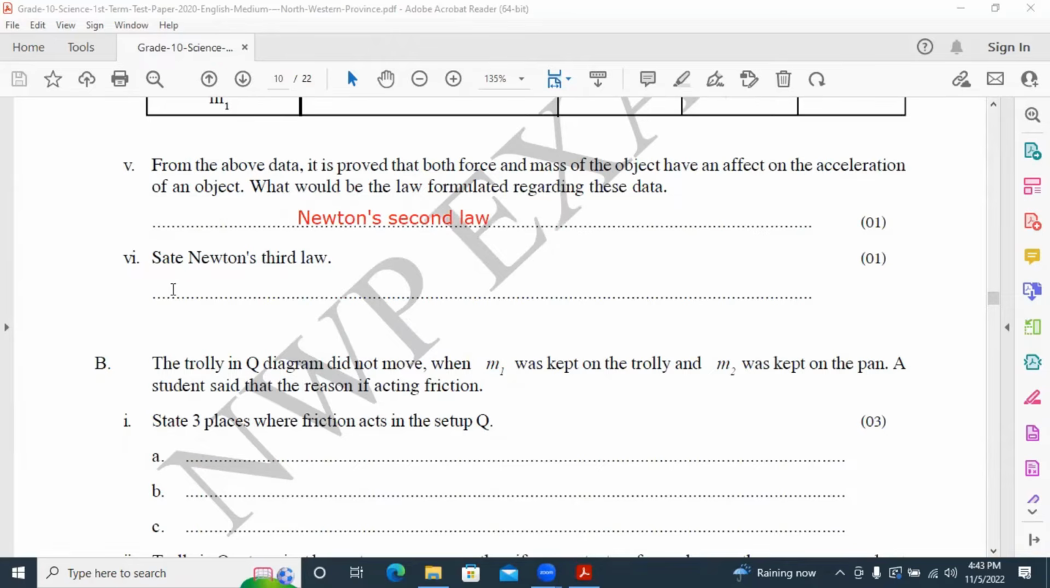State Newton's third law. For every action, there is an equal and opposite reaction. Equal and opposite reaction.